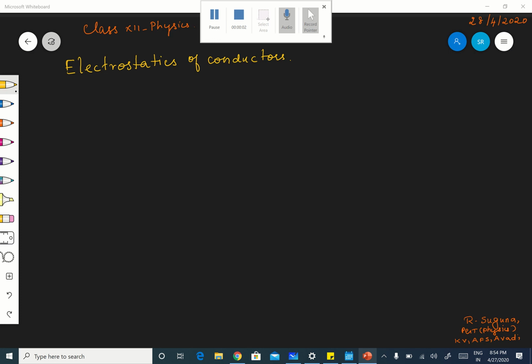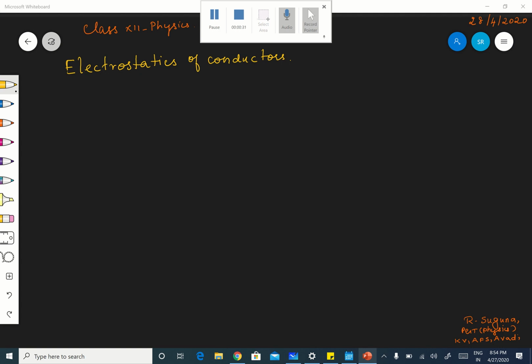Hi children. Today we are going to see the topic electrostatics of conductors. Now you have an idea that conductors are substances which contain a large number of free electrons, and conductors can be used to carry electric charges from one place to another.